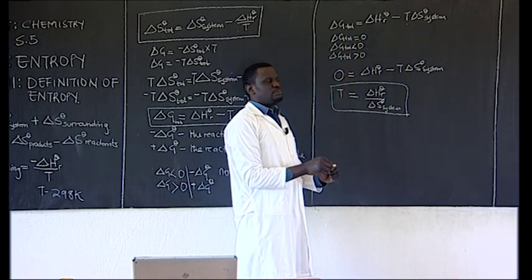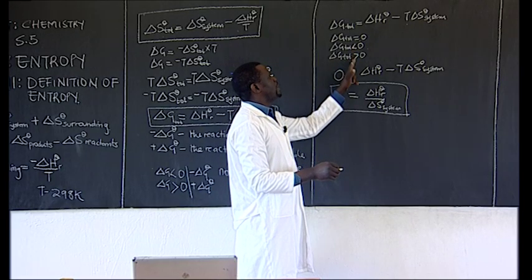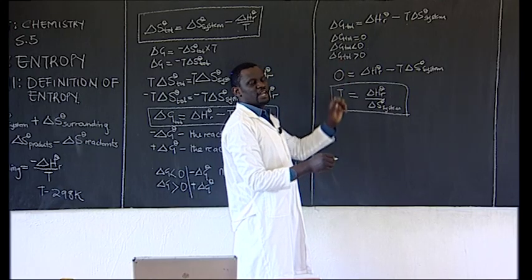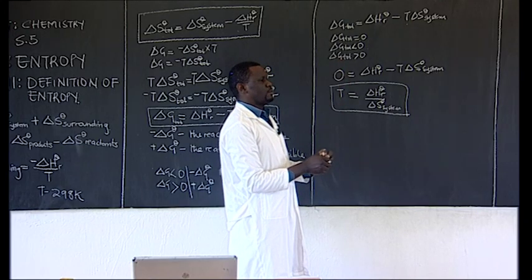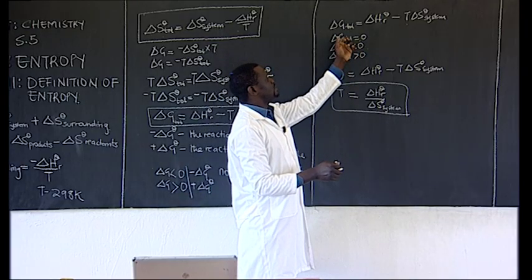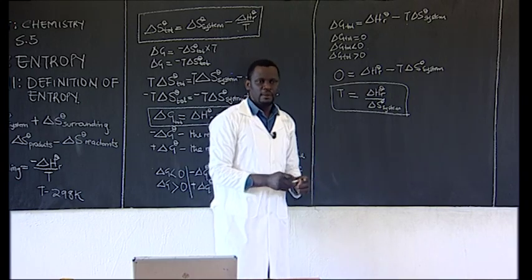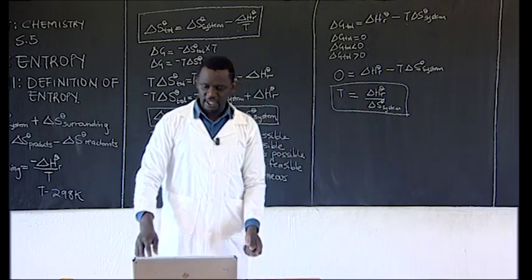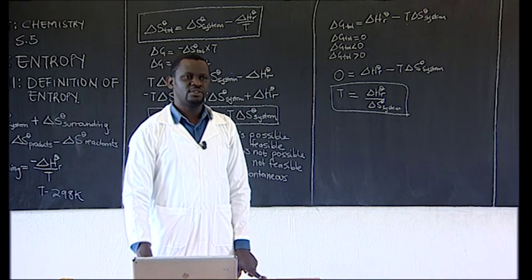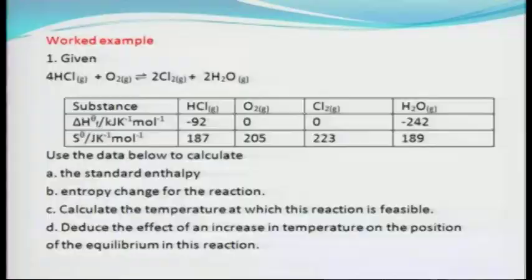The temperature above which the reaction will not be possible, the temperature below which the reaction will be possible. So, as you said, if delta G is negative, the reaction is what? Possible. If it is positive, the reaction is impossible. So we are going to look at our worked example.